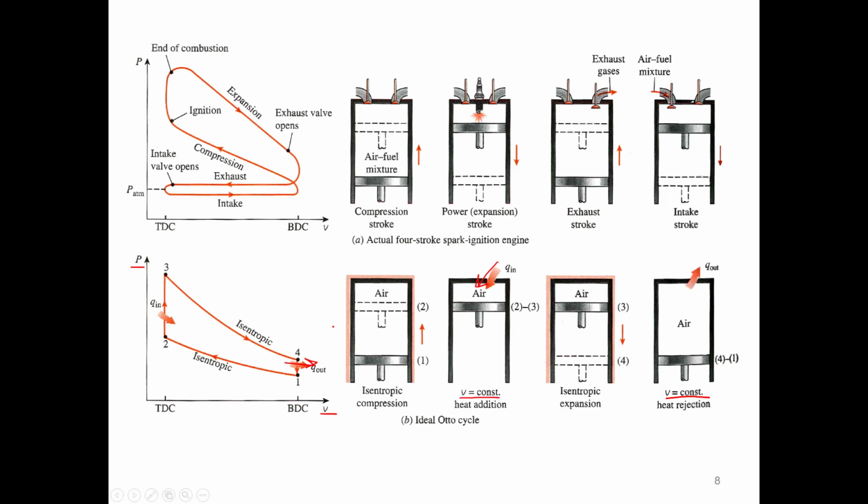So again, it's definitely a simplification. Looks more like a 2-stroke process than a 4-stroke process. But this is the model. The ideal Otto cycle is how we model our spark ignition engine.